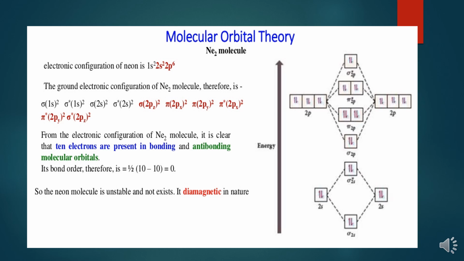And you can write the electronic configuration, but whenever it is asked to explain why neon or helium molecules cannot exist, you can draw these diagrams, calculate their bond order and explain the stability. I hope now you are able to draw the molecular orbital diagrams and you can calculate bond order as well.